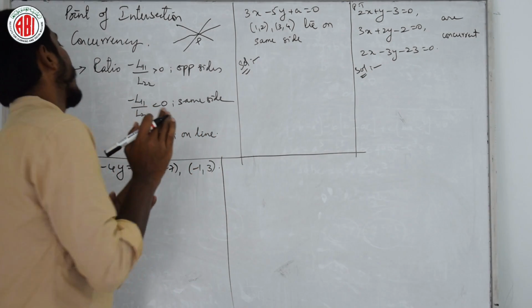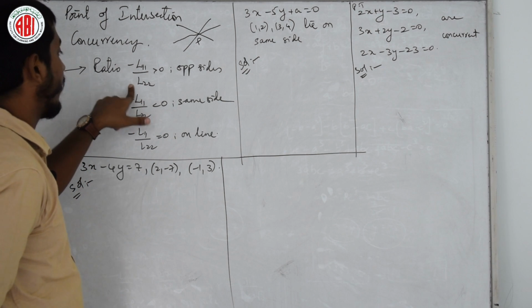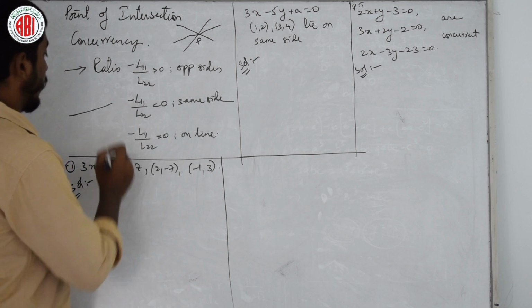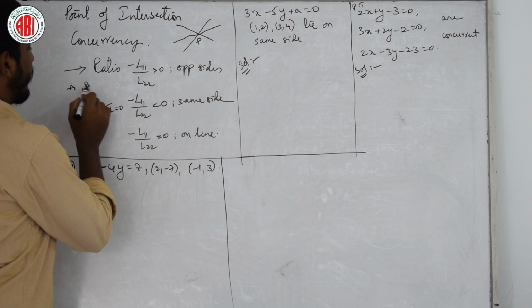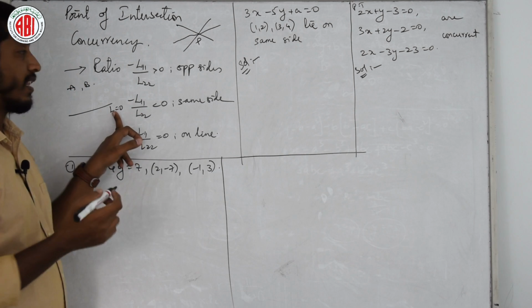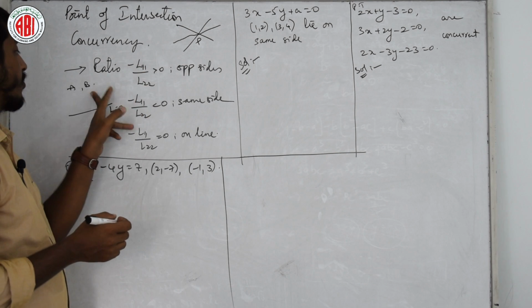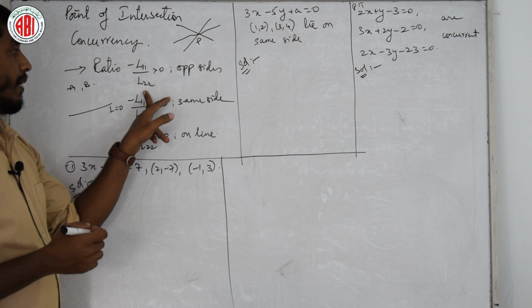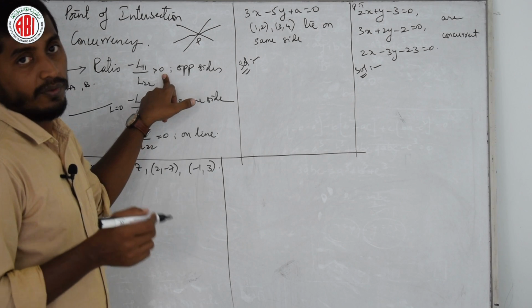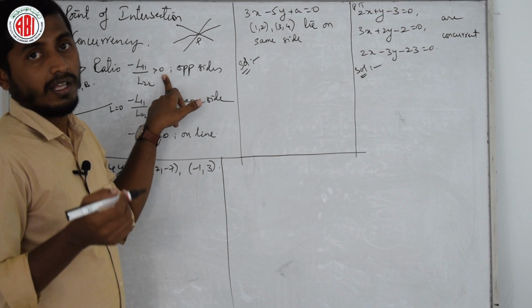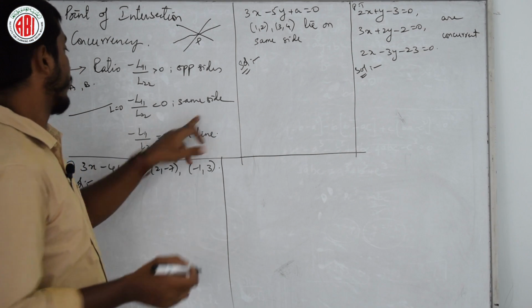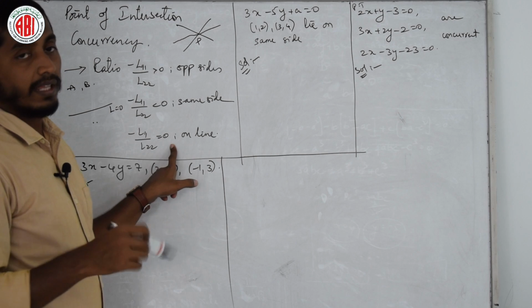To know that, we have a method: minus L1 by L2, where, let us say, the line is L equal to 0, and the points A and B are the two points for which we are going to check the condition. If we substitute A in this equation, we get the value of L1, for the first point. If we substitute the second point in this equation, we get L2. Now, by simplifying this, if this value is greater than 0, it is clearly proven that both the points lie on the opposite sides of the line. If this ratio is less than 0, the two points lie on the same side, like this. If this is equal to 0, they lie on the line.